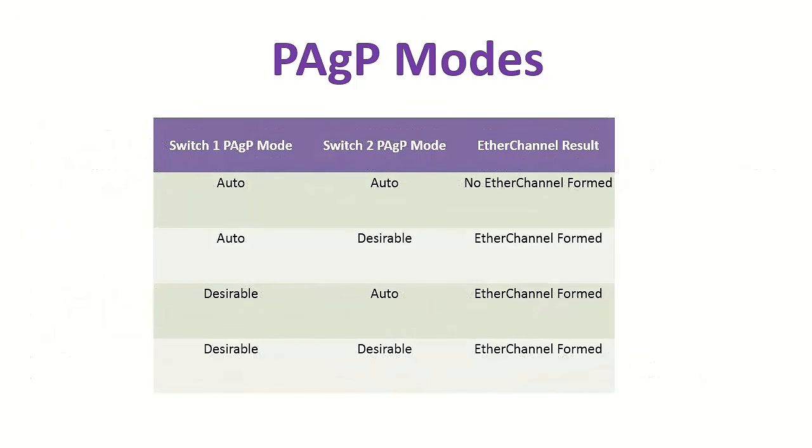So as you can see here, when one switch is configured for auto and the other is for auto, no EtherChannel is formed. In any other case, whether it's auto to desirable, desirable to auto, or desirable to desirable, there is an active negotiation request, and therefore the EtherChannel will form. So let's actually draw this out so we make sure we understand this concept, because sometimes charts don't always do the trick. So let's say we have here two separate switches.